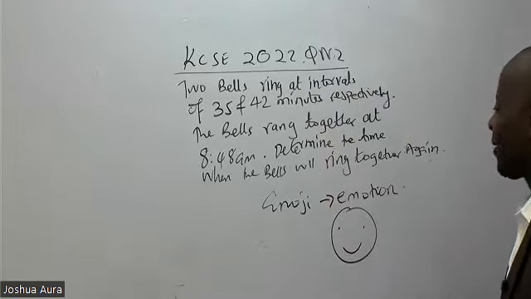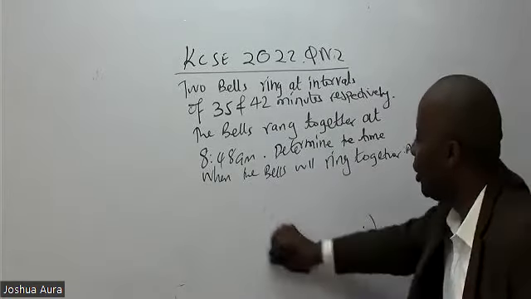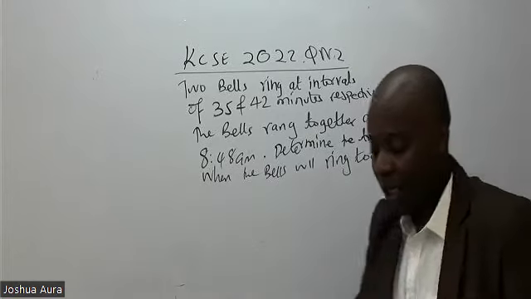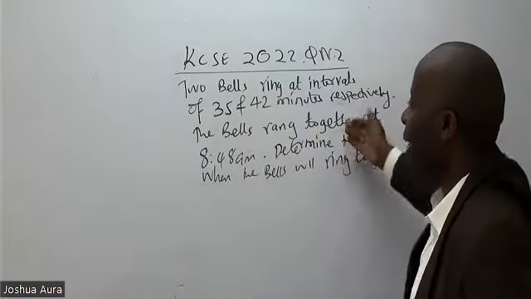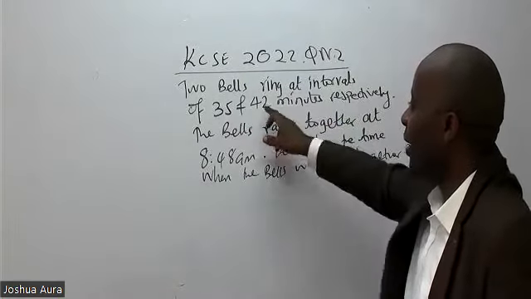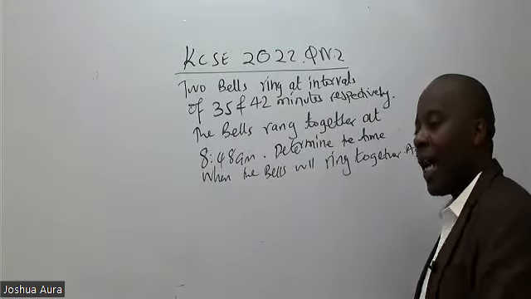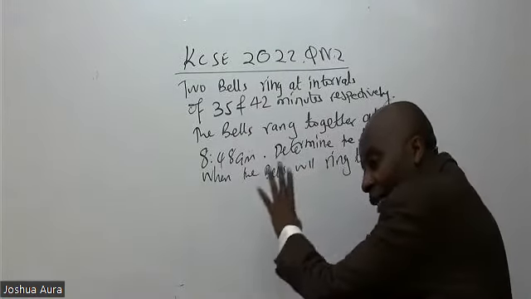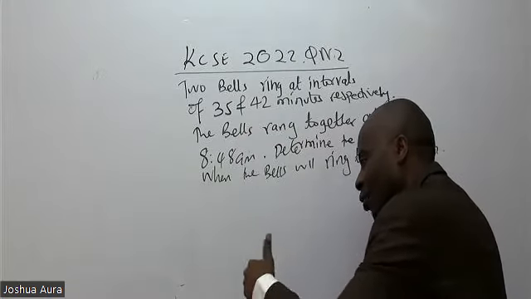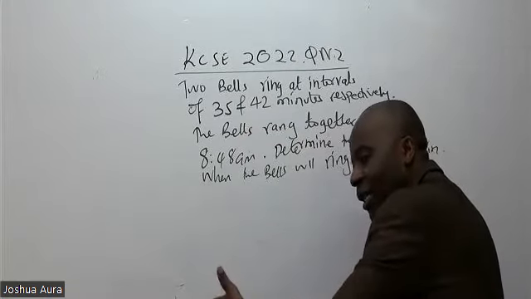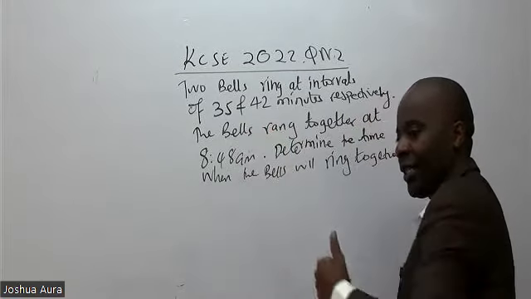Great. Now, ladies and gentlemen, there is some commonality here. We have got two bells. The first bell, we are told the interval is 35. Every 35 minutes, it has to ring. This one is every 42 minutes, it has got to ring. And then they have given us the time when they rang together. And then they would want us to tell them, of course, in this case, the soonest time that these bells are expected again to go up together, right?